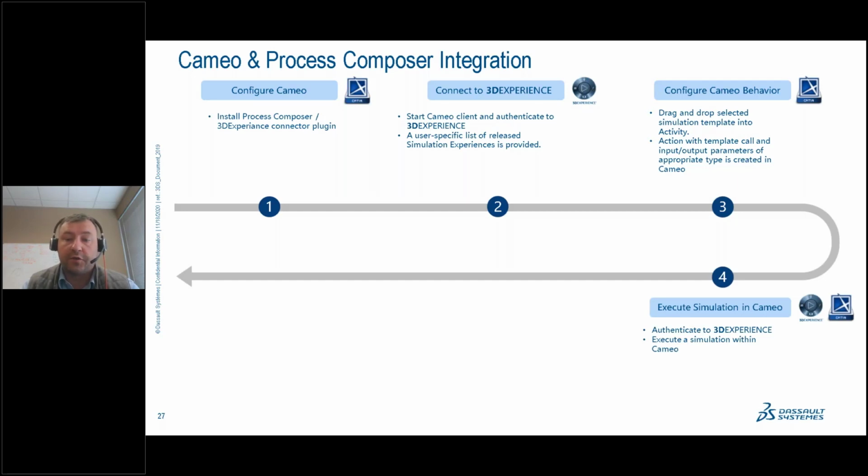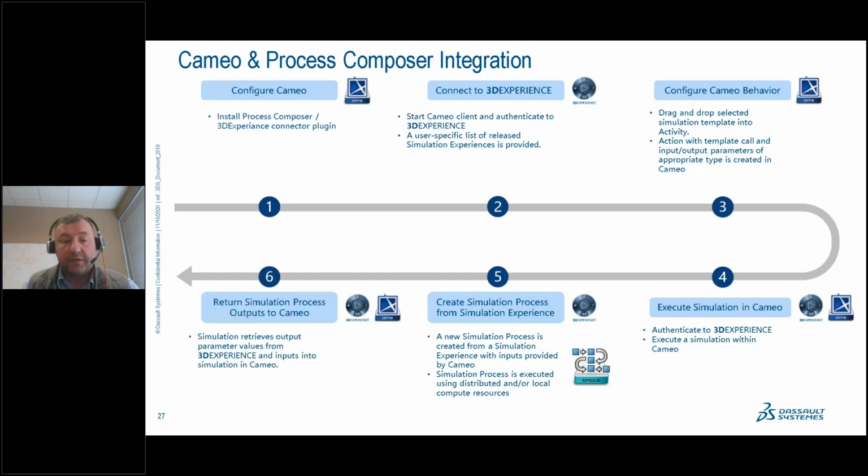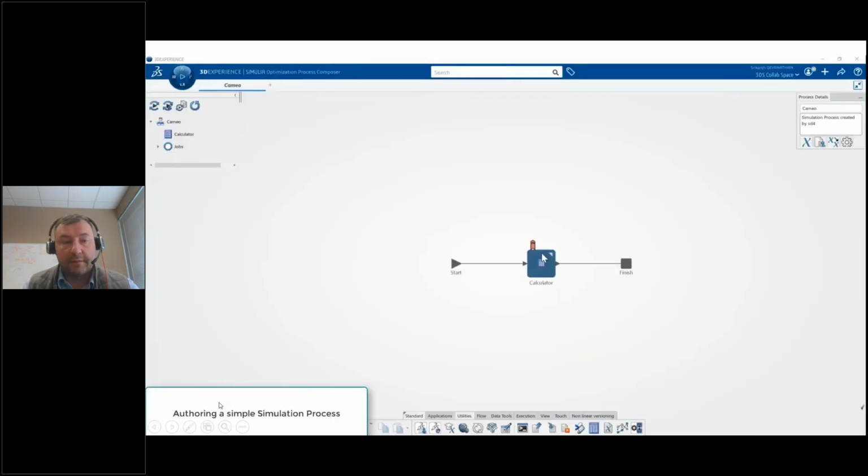If you run the simulation, you need to be connected to the 3D experience platform. If you are not connected, then just connect and run it. Then the process is created and executed on the 3D experience platform, and that will produce the results, and you will receive the results in the SysML model as output pins. That's the process of how it will work. And then we can run that a few times. So there will be a demonstration.